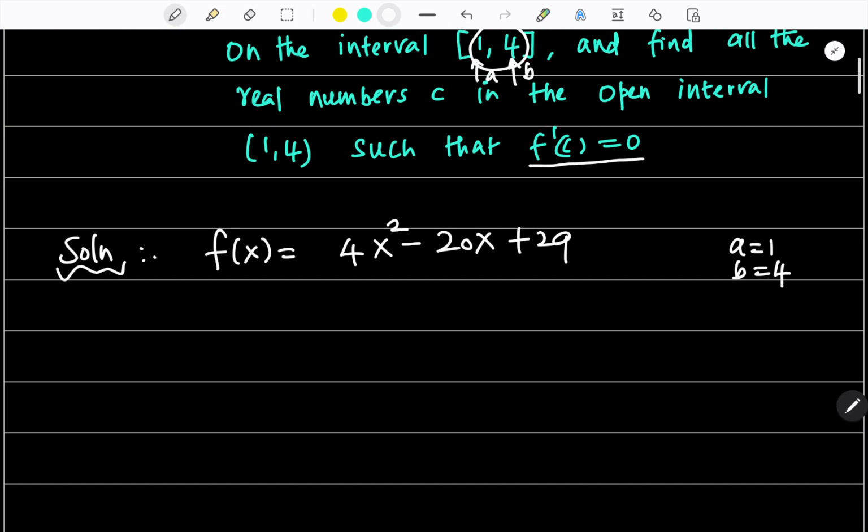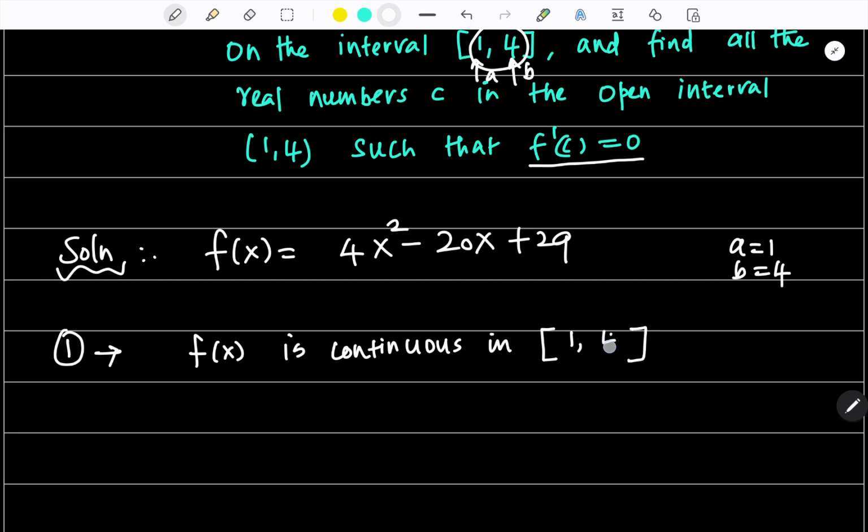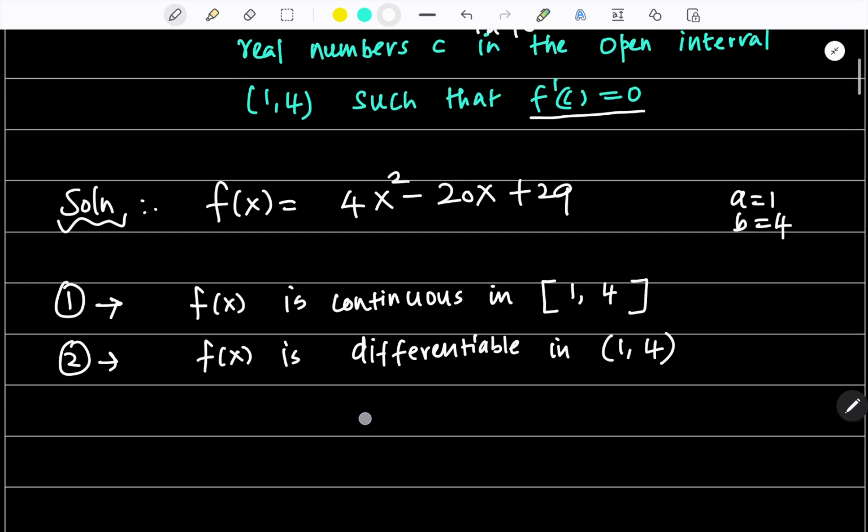Okay, right. Let's start step number 1. What did I say? Step number 1, for all the questions, f of x is continuous in the closed interval. What is your A? 1 and 4. Step number 2. F of x is what? Differentiable, in the closed interval or open interval? In the open interval 1 comma 4.